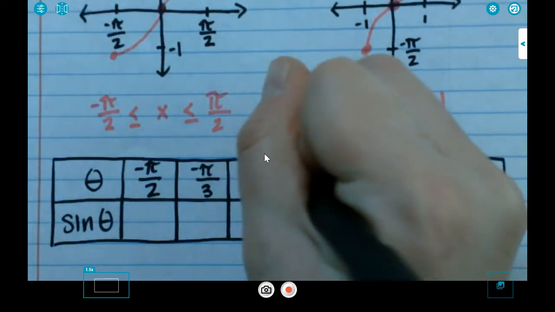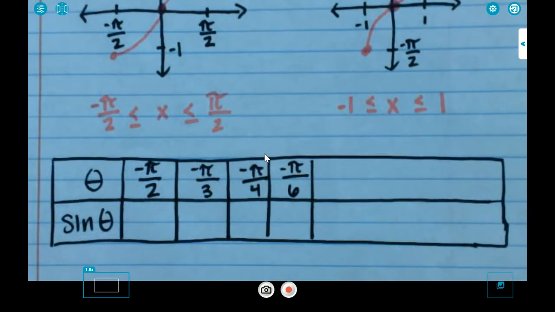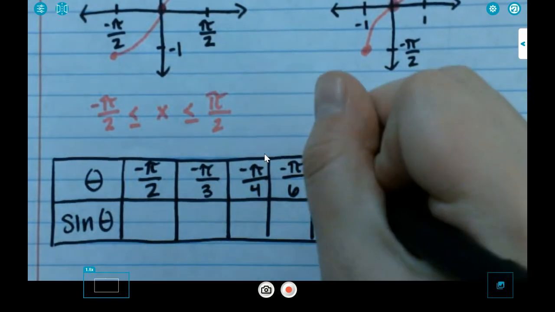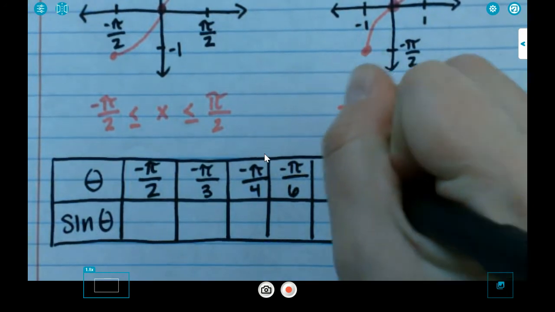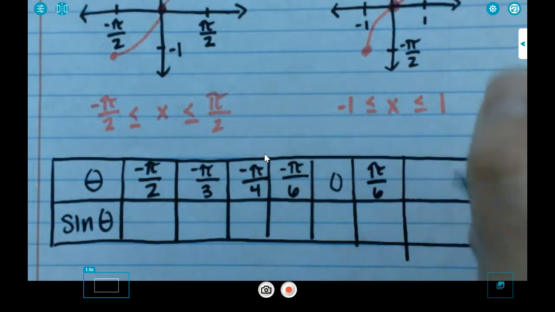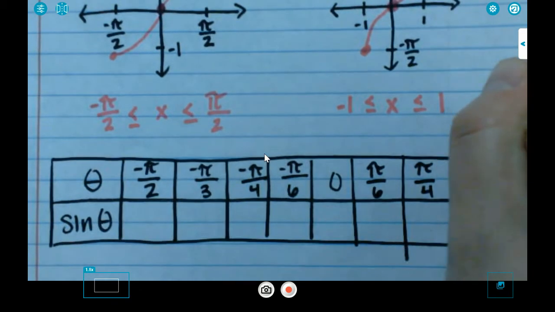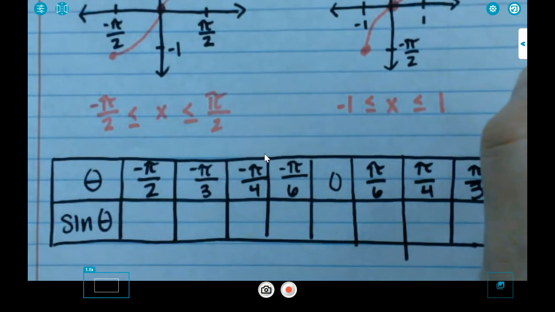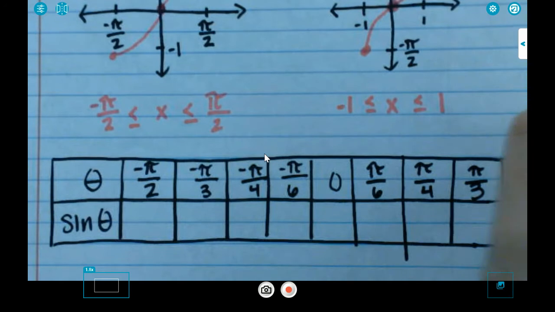Negative pi over 6 is equivalent to negative 30 degrees. So negative 90, negative 60, negative 45, negative 30, and then 0. And then we're going to repeat those all for positive as well. Pi over 6, pi over 4, pi over 3. I have to make myself one more box. And pi over 2.